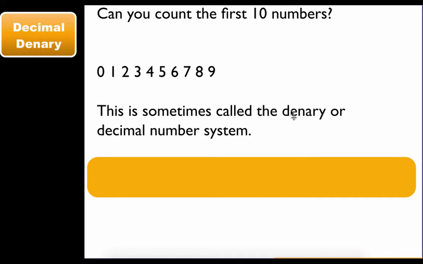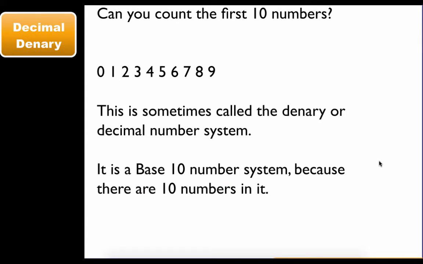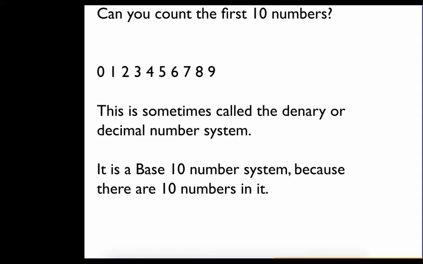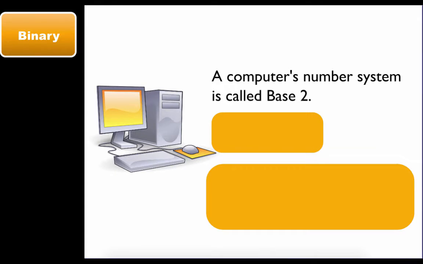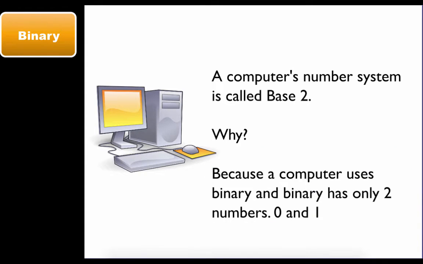This is sometimes called the denary number system, or sometimes it's called the decimal number system. Denary or decimal, it is a base 10 number system because there are 10 numbers in it. A computer, however, is called base 2. Why is it called base 2? Because a computer uses binary, and binary only ever has two numbers, 0 and 1.